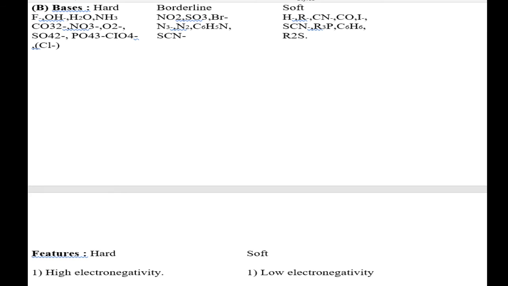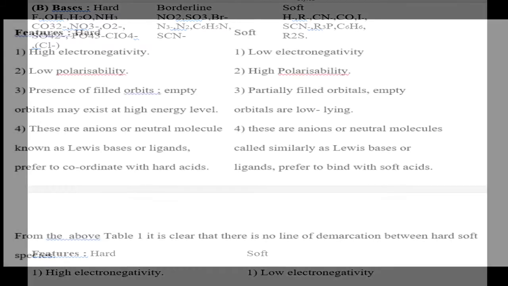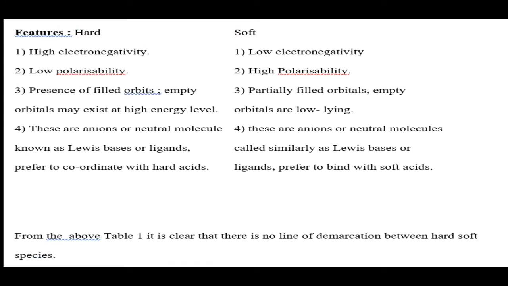And when we look at the features of the donor atom, you can see on the screen that in the hard bases, the donor atom has high electronegativity, low polarizability. It shows the presence of filled orbitals. Usually they are anions or neutral molecules, which are known as Lewis bases or ligands, which prefer to coordinate with hard acids.